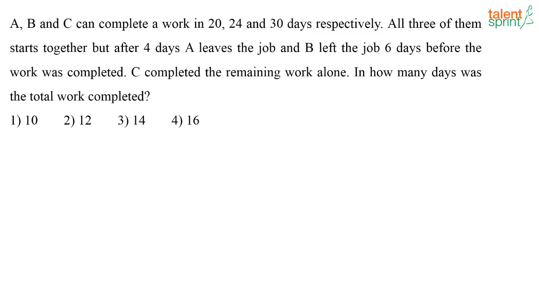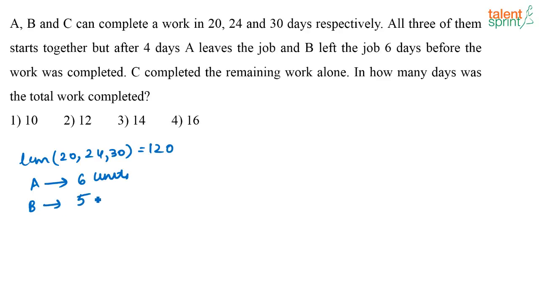So how do you solve this? What is the LCM of 20, 24 and 30? It is nothing but 120. So I can say that A in one day will finish 120 divided by 20 or 6 units of work. B in one day will finish 120 by 24 or 5 units. C in one day will finish 120 by 30 or 4 units. Now this is the work done by each of them in a day. Now all of them together are working for 4 days.